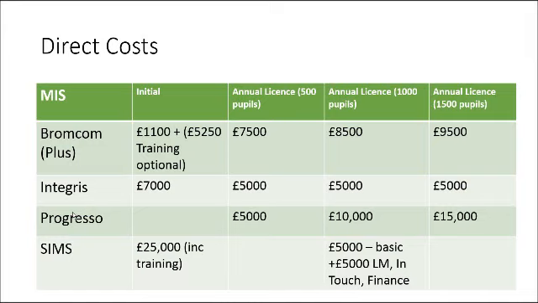SIMS, for a secondary school with 1,000 pupils, Capita estimate the cost of switching as a £10,000 licence fee, and then £15,000 for setting up the system, which includes 13 on-site training days, then an annual cost of around £5,000. This is for the basic package, which doesn't include lesson registration, just statutory AM and PM, In Touch for contacting parents, or the finance package. Adding those will add around £5,000 to the annual cost.